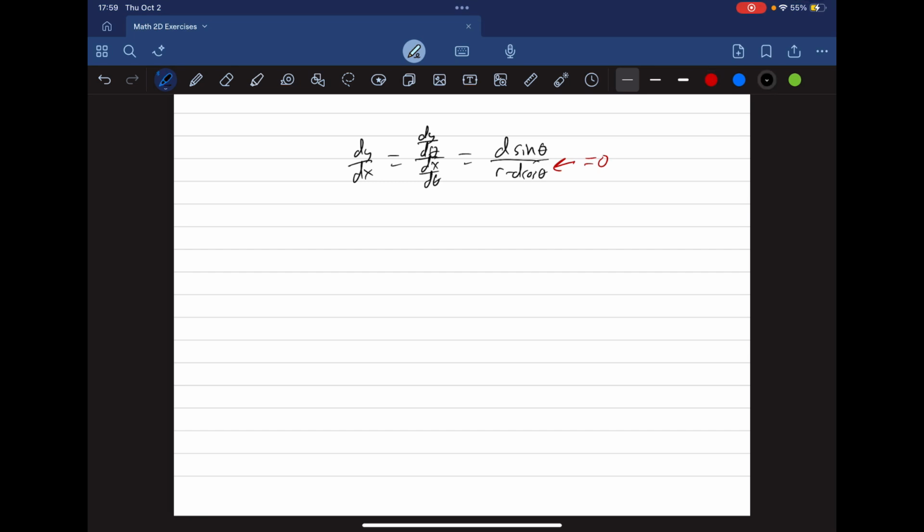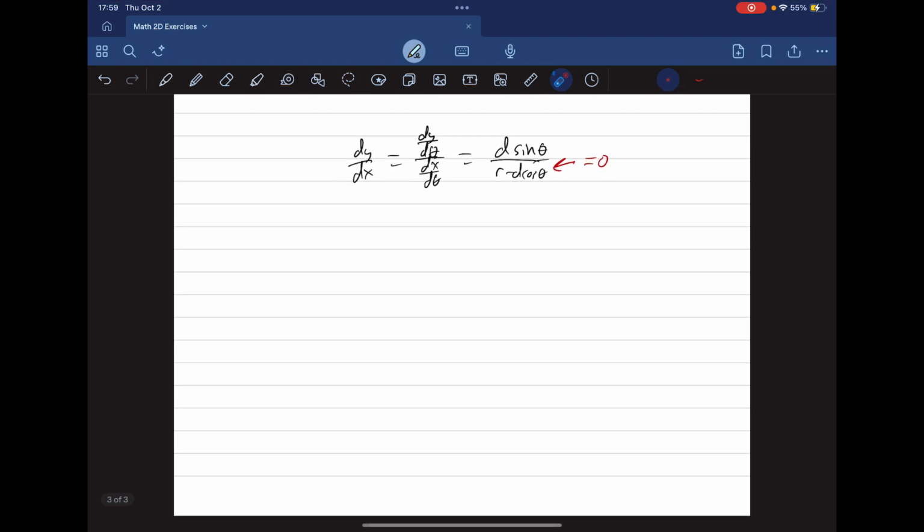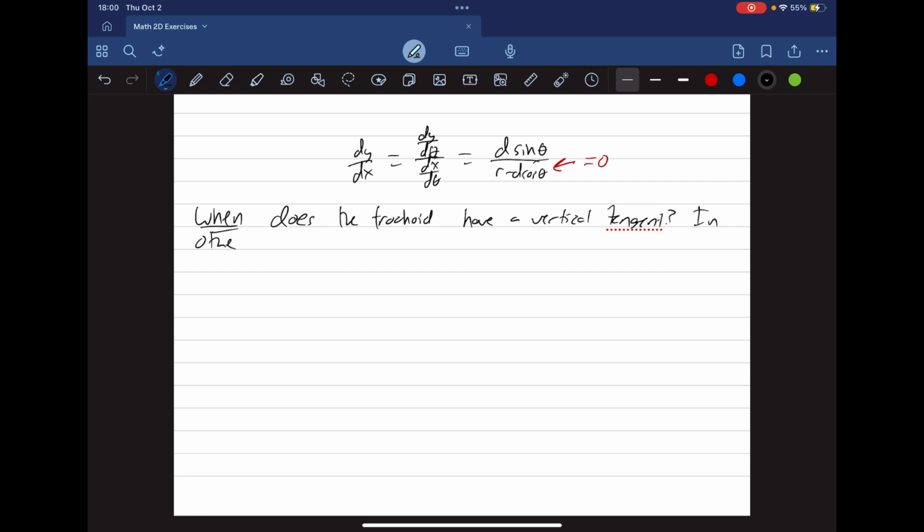So it might be easier for us to, instead of asking what happens when d is less than r, ask an easier question: for what values of d and r does the trochoid have a vertical tangent? When do we get a vertical tangent?